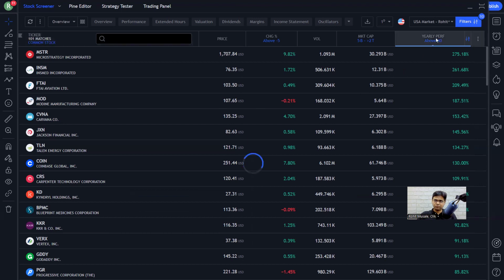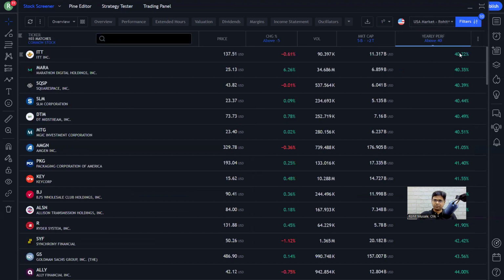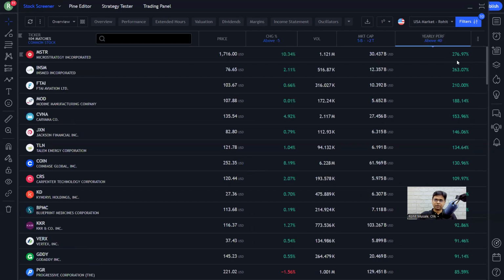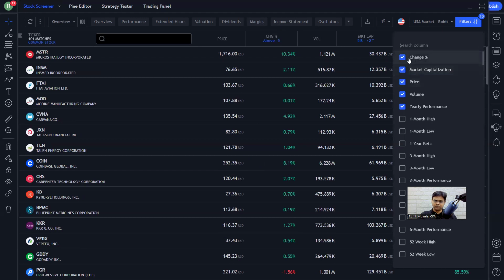Okay. So if you look at here, this is yearly performance. The minimum performance is 40% in this list, and the maximum is 276%. So this stock MSTR has gone up 276% in the last 1 year. So these are the best performing stocks in the US market, provided they meet the liquidity requirements, the market capitalization requirements and the percentage change requirements. You can put percentage change in the column, market cap, price, volume, and yearly performance. So those numbers will show here.